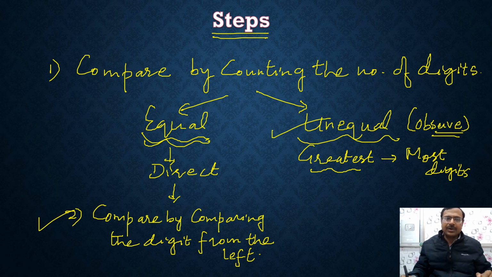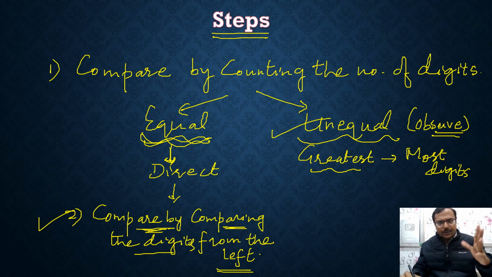So the unequal number of digits is not at all a problem for you, right? But for equal number of digits, to follow the direct method, you have to get to the second step. Compare the numbers by comparing the digits from the left hand side, mind you, from the left hand side. So I'll tell you some detailed examples of these methods.